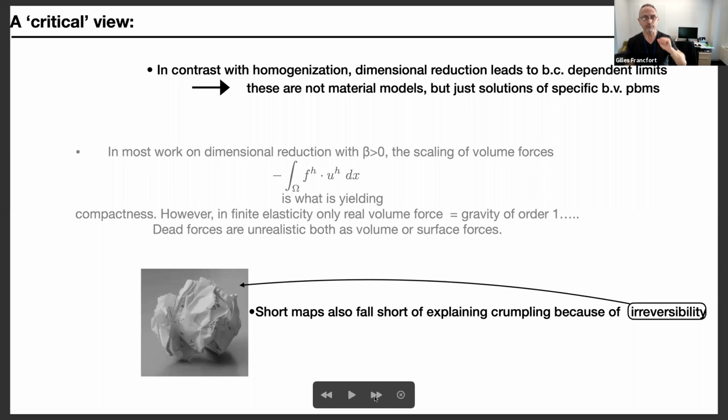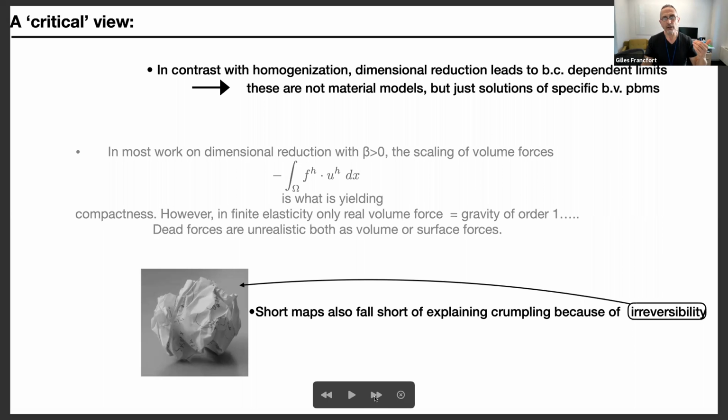Let me further that point with the way that it's presented in especially the second article of Friesecke-James-Müller, where they prefer, in the way I presented this in terms of scaling of the energy, to present it in terms of scaling of the forces that are applied. So what are they doing? They're adding to their energy a term of the form F_h times u_h, and they argue about the order of F_h.